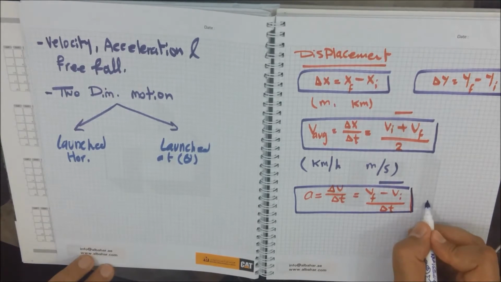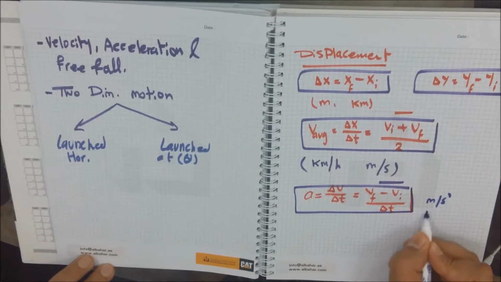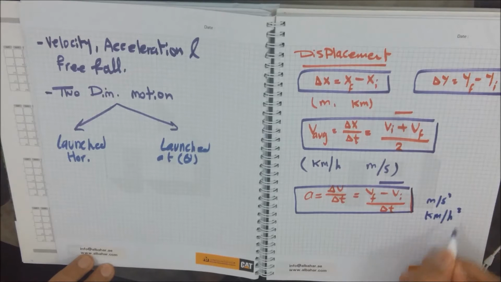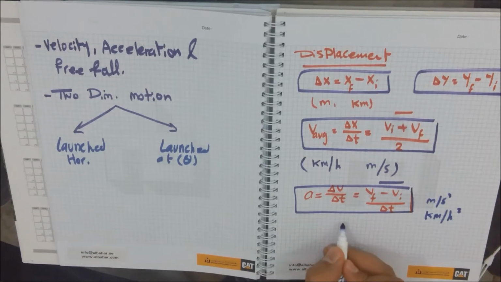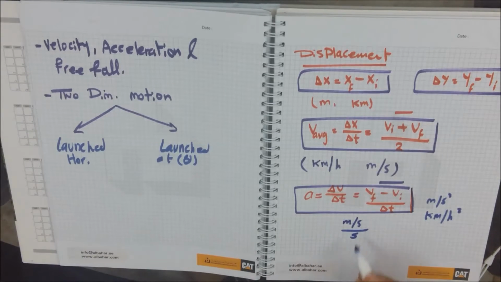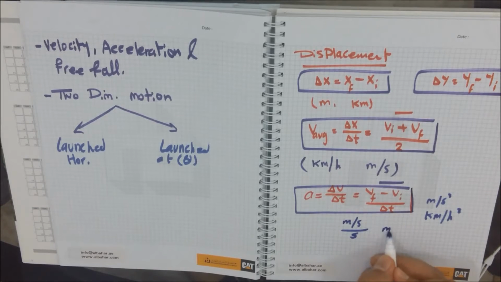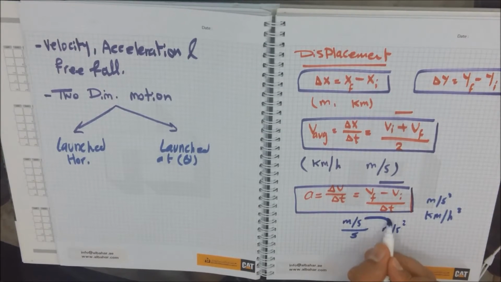So it is measured in meters per second square, or kilometers per hour square, because it is velocity over time. This is the change in velocity, which is meters per second, over time, which is second, so it is meters per second square. This is how we derived the unit.